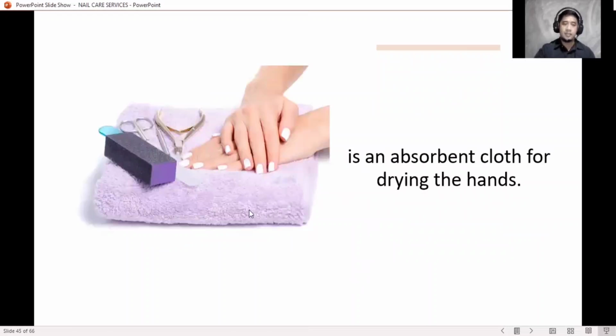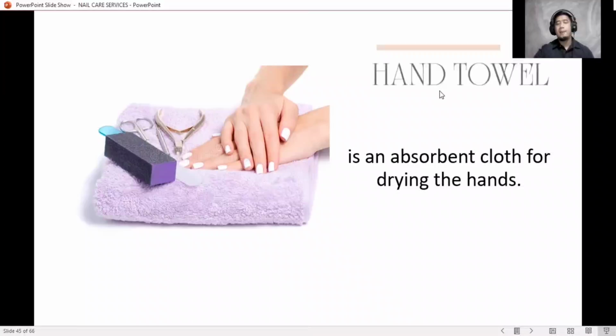The next one is this one. Okay, it's an absorbent cloth for drying the hands. Okay, please take note, drying the hands. So that is why we call it hand towel, because we have different towels that we use in nail care services. Later you will see that.